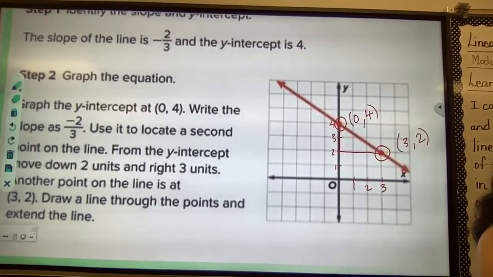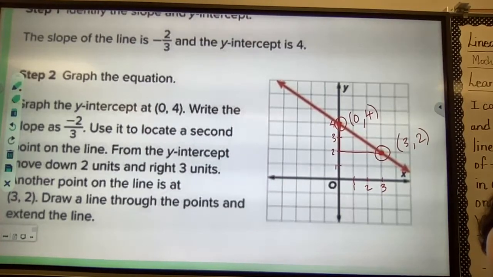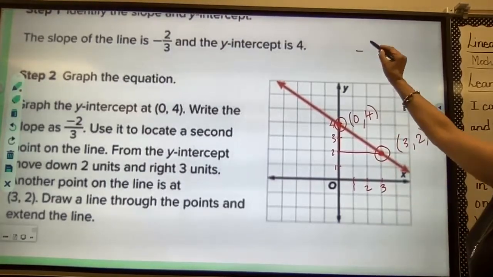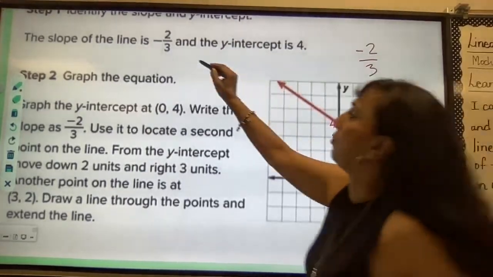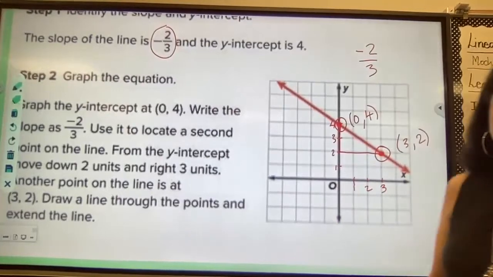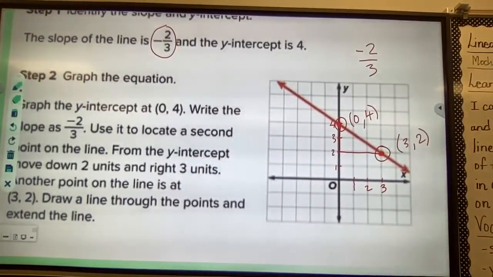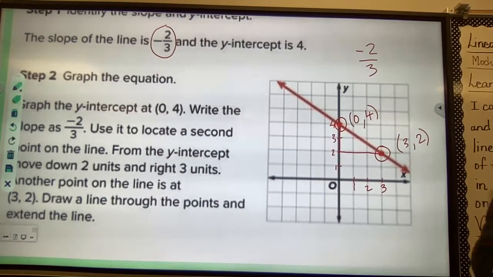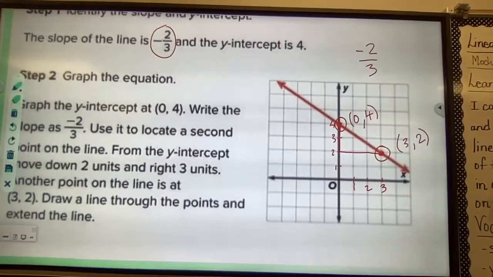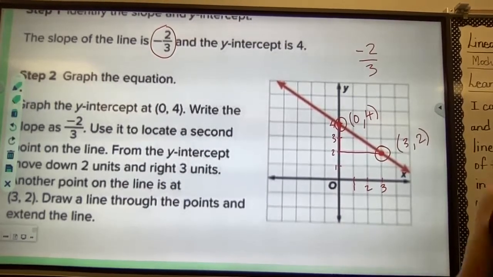So let's talk about, to locate the second point, why was the slope rewritten as negative 2/3? Why did we just write it like this, like over here? Okay, and so the reason for this, the slope was rewritten so that the direction of the rise and run can easily be identified. All right, let's do another problem.